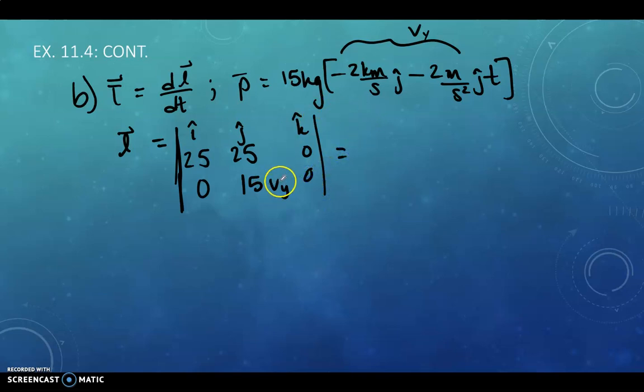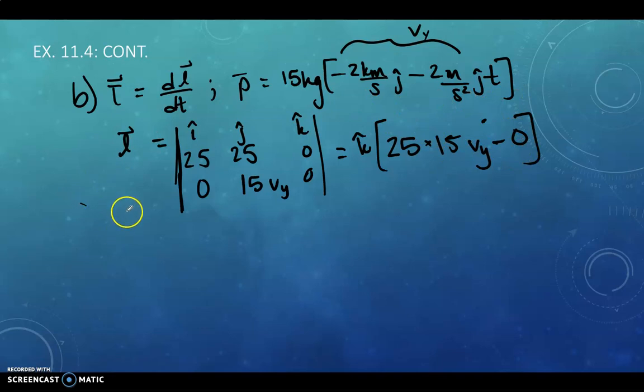It'll be the same. We have i hat, and then 0 and 0, j hat, 0, 0, and then k hat. So it's going to be in the k hat direction, times 25 times 15 V sub y, minus 0. 25 times 0 is 0. And so we'll need to plug our V sub y back in, but we also need to take that derivative with respect to t. So let's go ahead and do that.